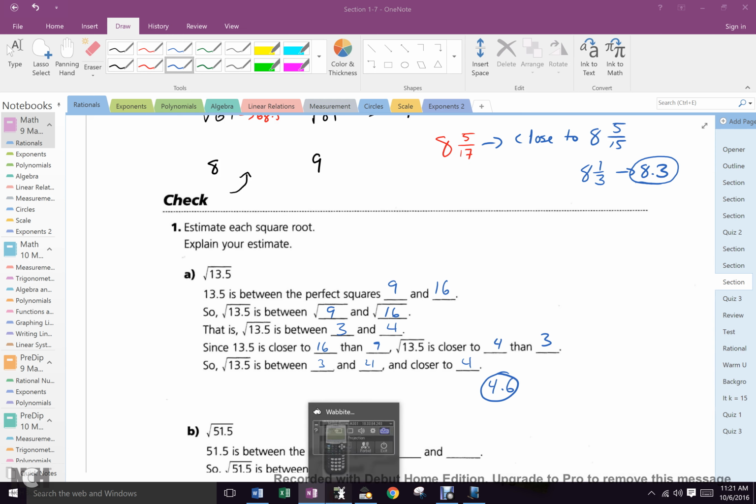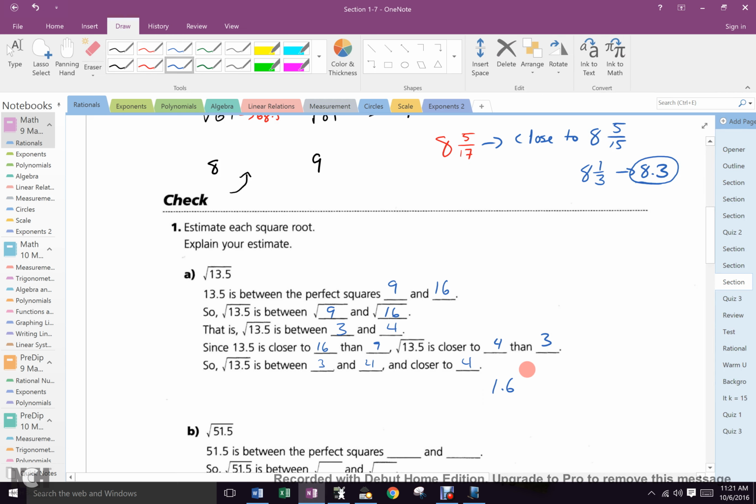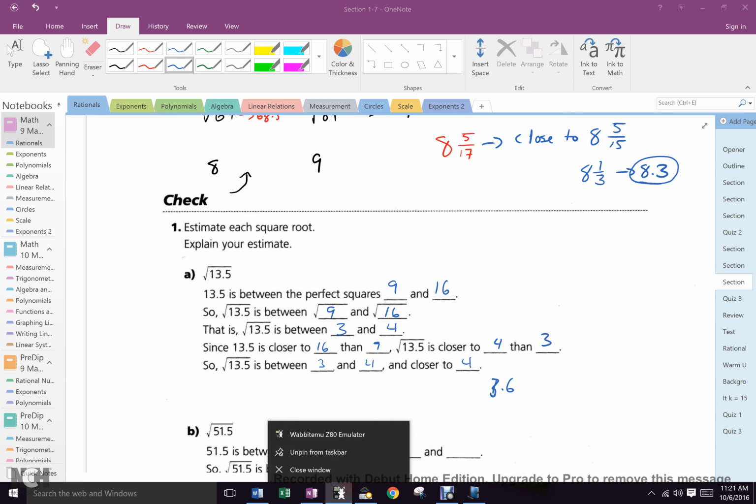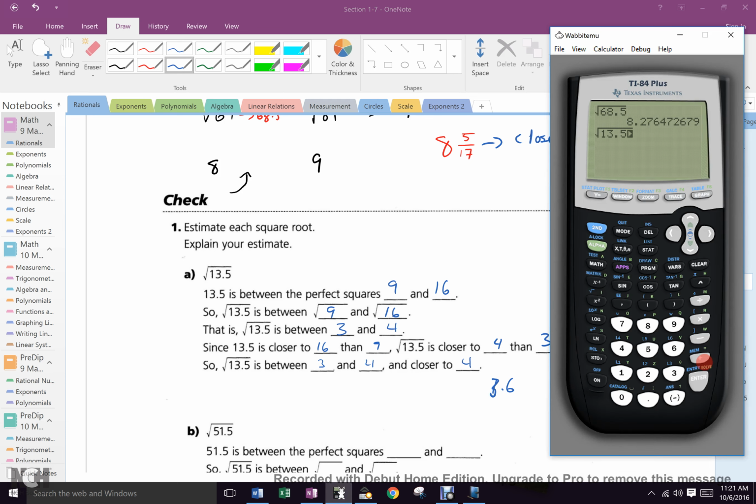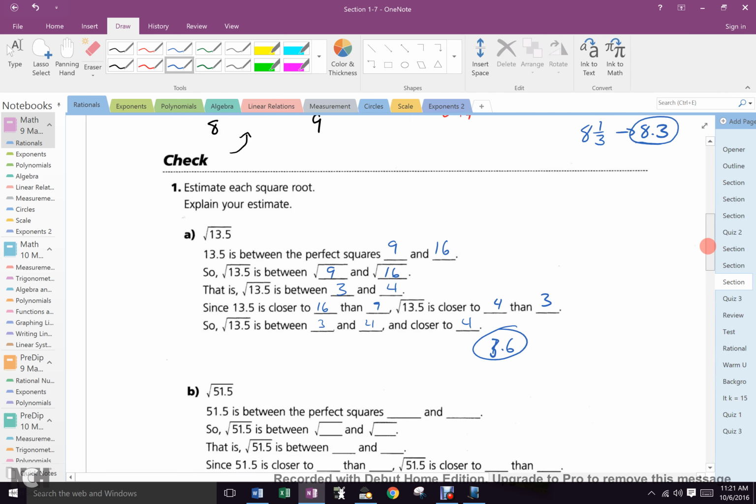Let's check. Square root 13.5. Oh, not 4.6, sorry, 3.6, right? Dummy head. Yeah. Because it had to be between 3 and 4. 3.6. 3.67. Are we pretty darn close? Yeah. Without ever touching a calculator. Right? Okay. Not bad. So let's look at the next one.